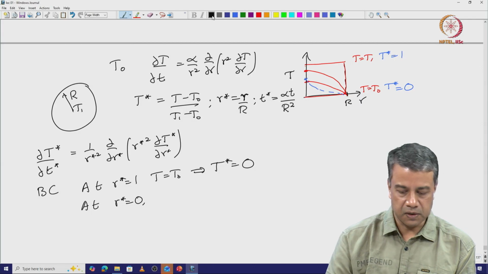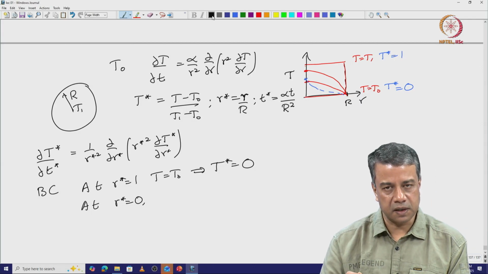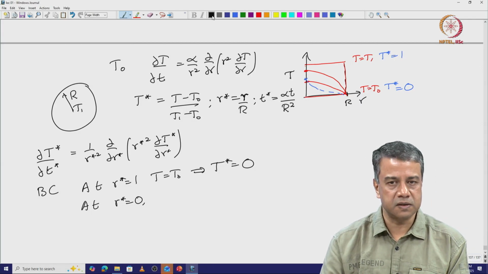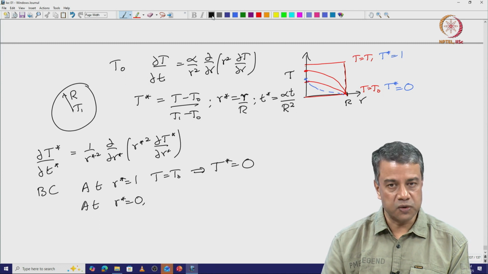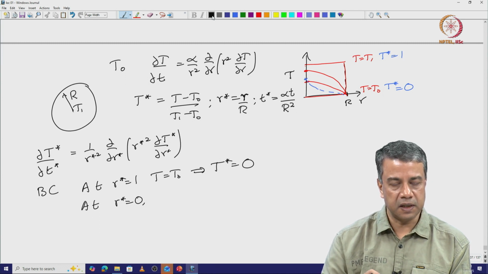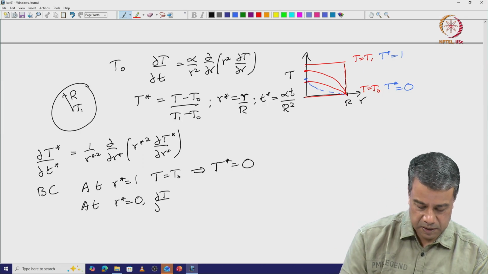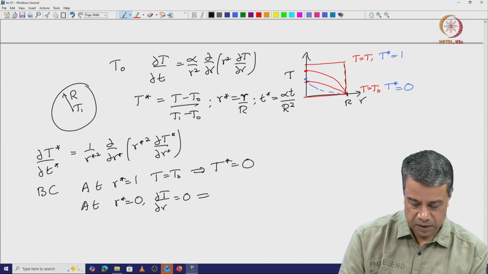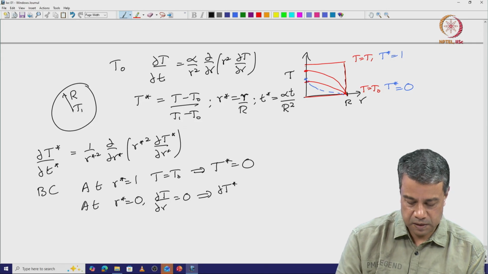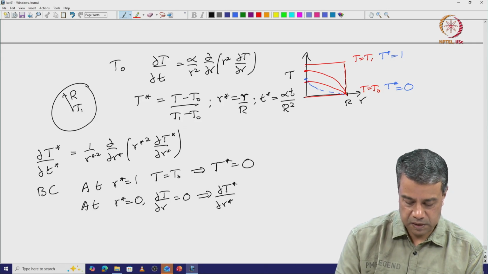So, the only way that you get the same gradient regardless of which direction you approach the center of the sphere in a 3-dimensional space is if partial T by partial r is equal to 0, which implies that partial T star by partial r star is equal to 0.